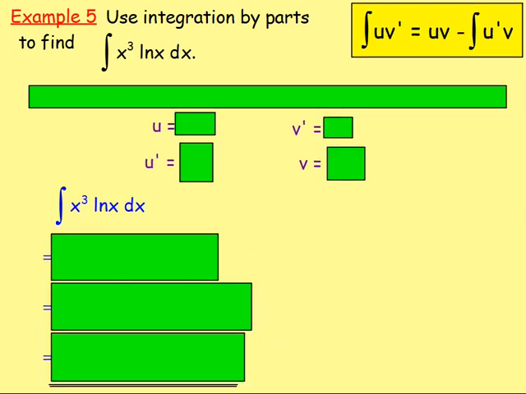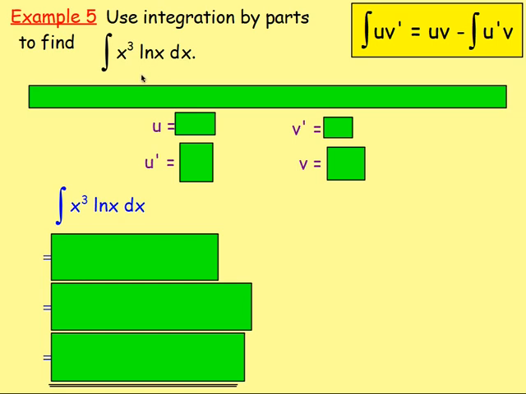Example 5, use integration by parts to find the integral of x cubed ln x. Again, you want to find one part that's easy to differentiate and another that's easy to integrate. So which one would you differentiate here? Some people are saying x cubed, some people are saying ln x. Well, think about it. Those of you who would differentiate x cubed would integrate ln x. What do you get if you integrate ln x?